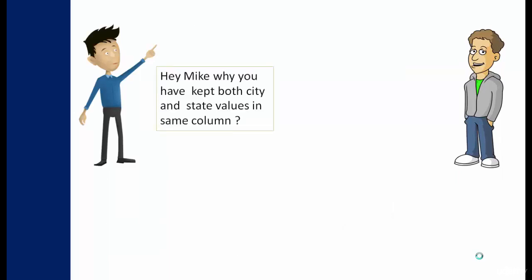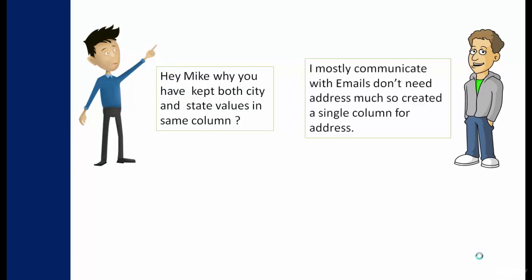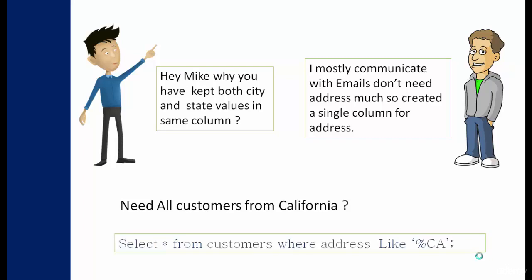So Jeff asked Mike why he has kept both city and state in the same column. Mike answered that in most cases he communicates by email, so he does not use the address much. That's why he created a single column for address. Now Jeff asked Mike to give the list of all customers from California from his table. And look at what Mike has written: select star from customers where address like California.